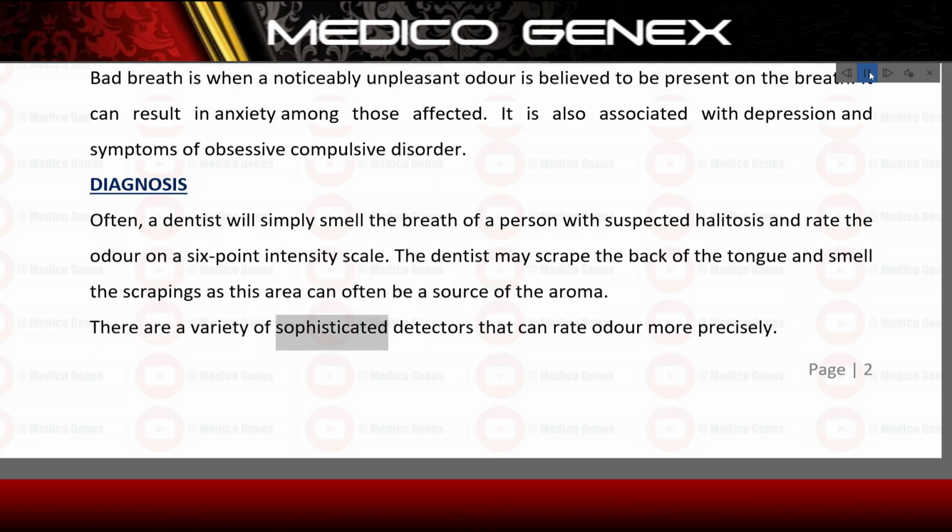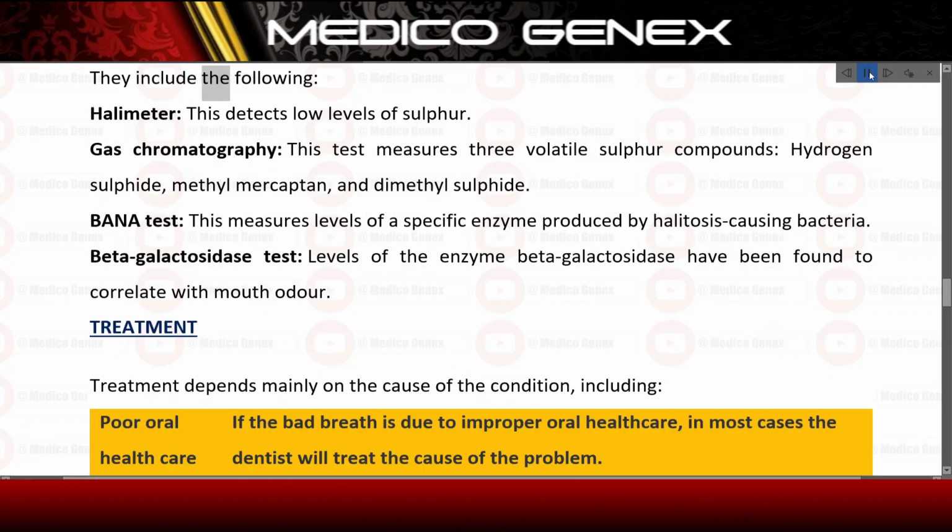There are a variety of sophisticated detectors that can rate odor more precisely. They include the following. Halimeter. This detects low levels of sulfur. Gas chromatography. This test measures 3 volatile sulfur compounds: hydrogen sulfide, methyl mercaptan, and dimethyl sulfide. BANA test. This measures levels of a specific enzyme produced by halitosis-causing bacteria. Beta-galactosidase test. Levels of the enzyme beta-galactosidase have been found to correlate with mouth odor.